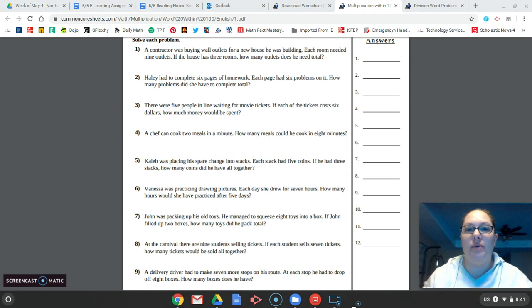So remember yesterday we talked about, we know it's multiplication if they give us sets of things and they want us to find the total. We know it's division if they give us the total and they tell us to separate it or to divide it into equal or fair groups, okay?